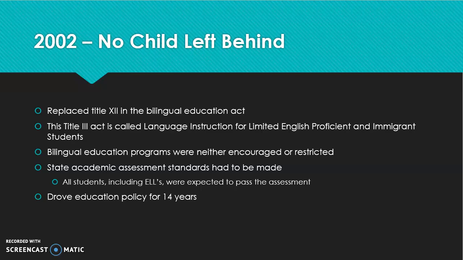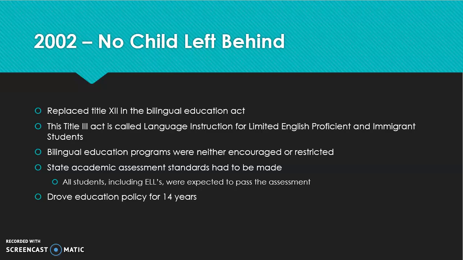Each state was required to make academic content standards and assessments to measure the standards, and their results were used to hold each school accountable. All students, including English language learners, were expected to pass the state test. Under Title III, each state was required to establish English language proficiency standards for all grade levels, and English language learners were tested on these standards once a year.